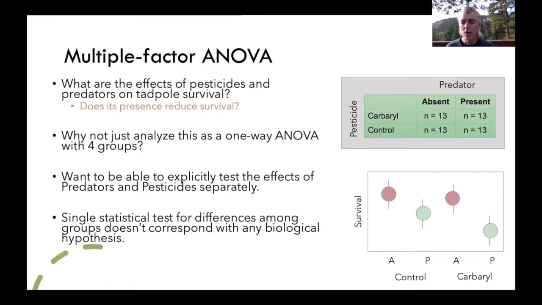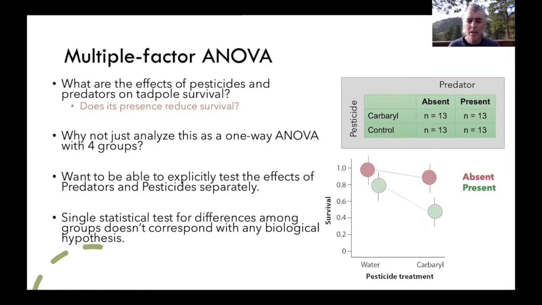Well, the reason we don't do this is because our null hypotheses are specific to particular comparisons. These differences among the 4 groups in a one-way ANOVA don't allow us to specifically test our biological hypotheses about the influences of predators and pesticides. Instead, we want to explicitly test the effects of predators and pesticide exposure through a two-way ANOVA, where we look at the effects of predators and pesticides separately.